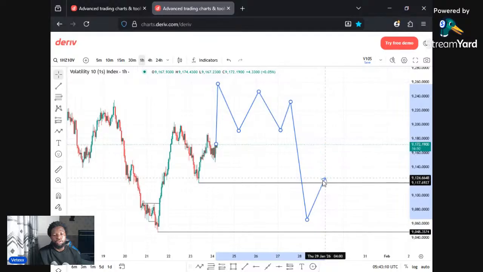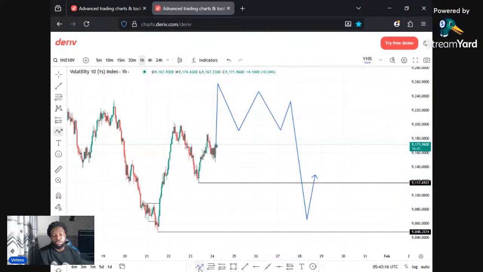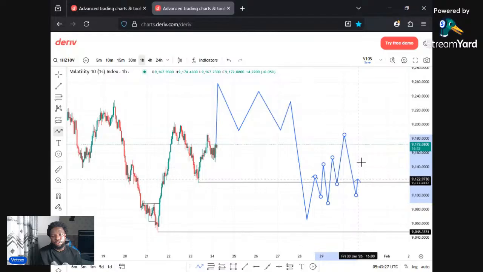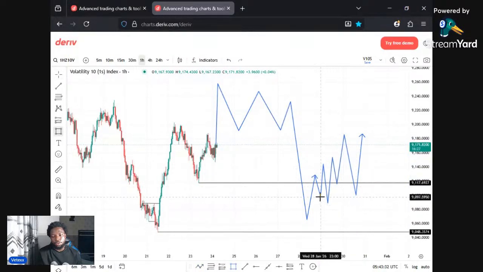Once you come into this zone, it will start giving us our continuation. It will start giving us continuation setups on the lower time frame, which is going to be something like this. Come into our POI and start buying to the opposite direction. So this is basically what we are going to be anticipating.